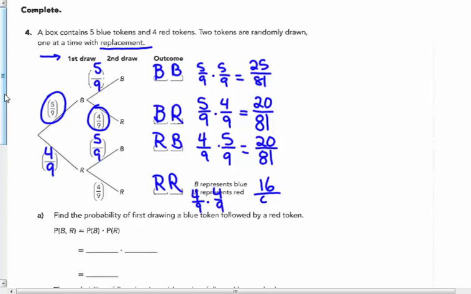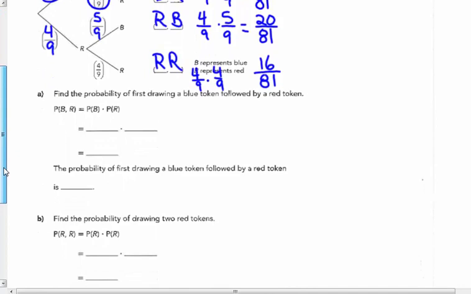Now remember what I said in the last tree diagram. The last column should add to 1. So 25 plus 20 is 45, plus 20 is 65, plus 16 is 81, 81/81. So I do have all my possibilities. I did multiply correctly. That's a good way to check yourself.